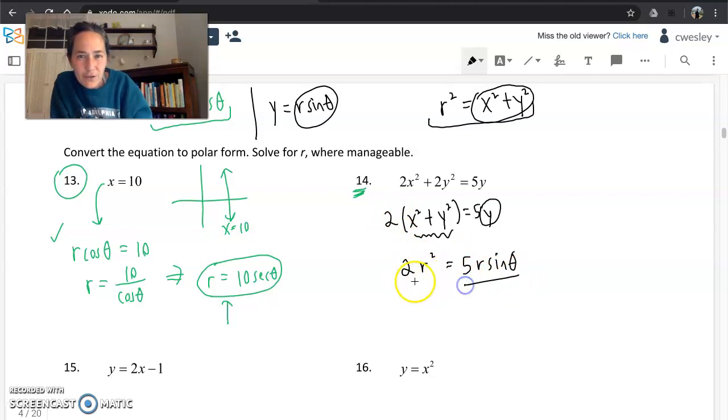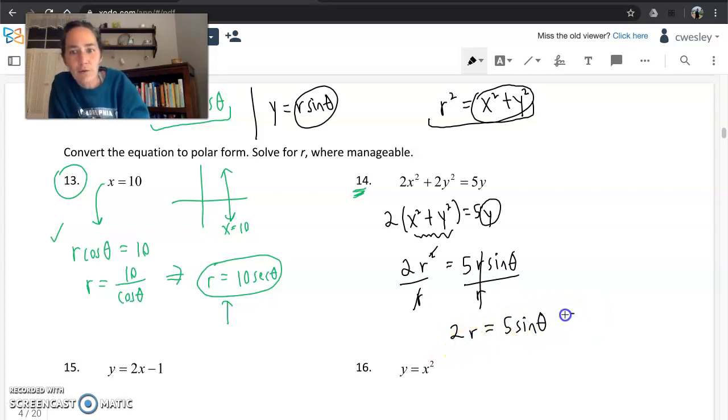Now, sometimes you do something to make this look more aesthetically pleasing. There's a factor of r that you can cancel from both sides here, and it's not wrong to do that. So if you want to just cancel an r from both sides, that's legal. So this will turn out to be equivalently 2r equals 5 sine of theta. And here it's pretty manageable to solve for r. We could divide by 2 and get r by itself. So r equals the constant 5/2 times the sine of theta.